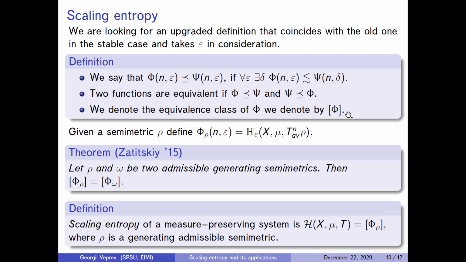In this case, the invariance theorem also holds in the following way. For a given symmetric rho, we call this entropy function phi rho of n and epsilon. And in fact, if rho and omega are two admissible and generating symmetrics, then these equivalence classes coincide. Finally, we can give a definition of the scaling entropy of a measure preserving system. It is just the equivalence class for any such generating admissible symmetric.